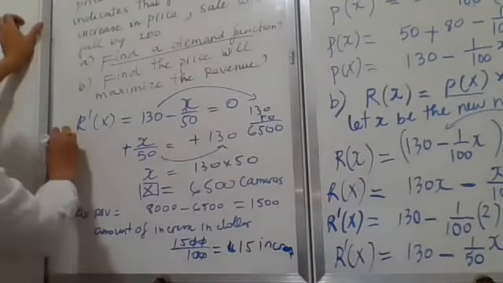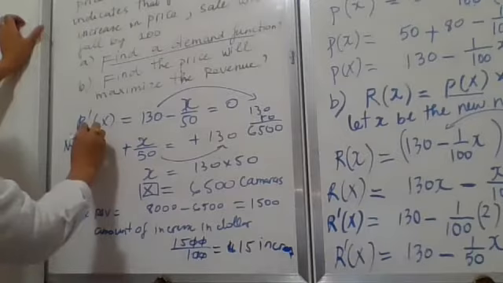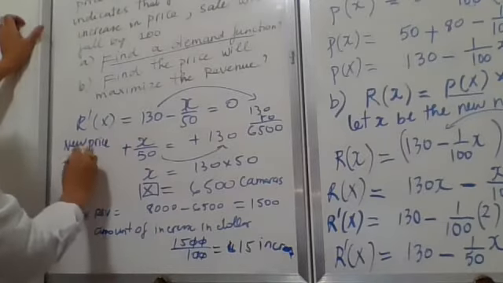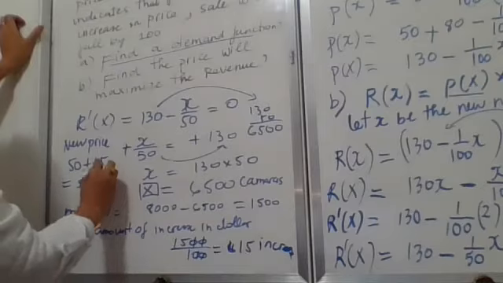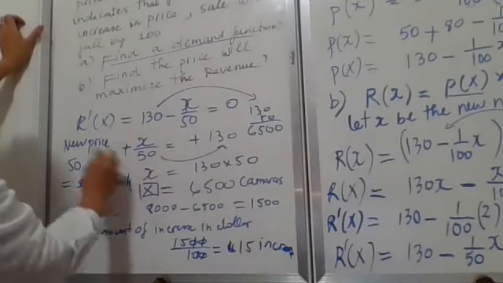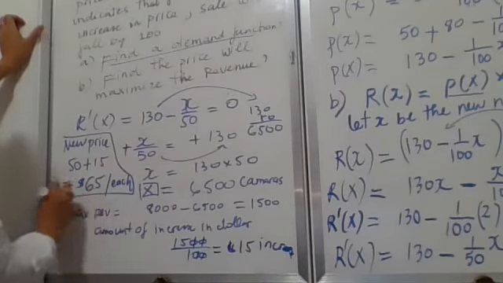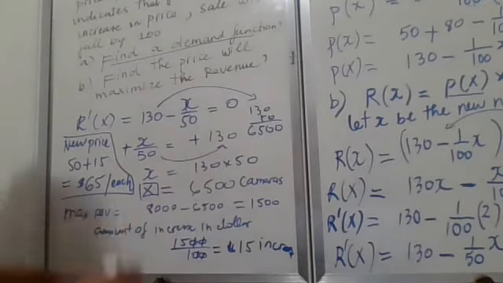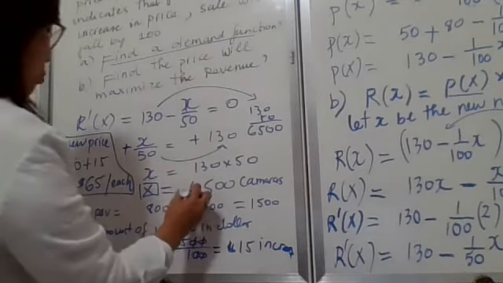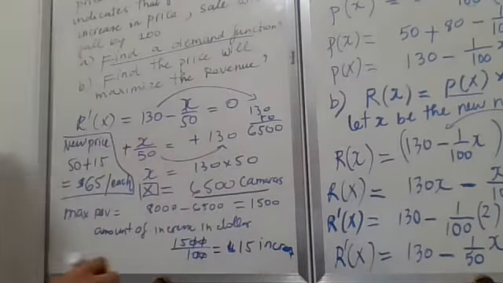So the new price is what? $50 plus 15, which is $65 for each camera. So that's our new price. And with this new price, we will earn the maximum revenue if we can sell 6,500 cameras.